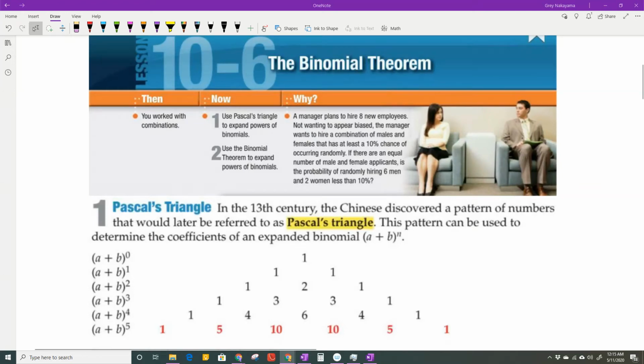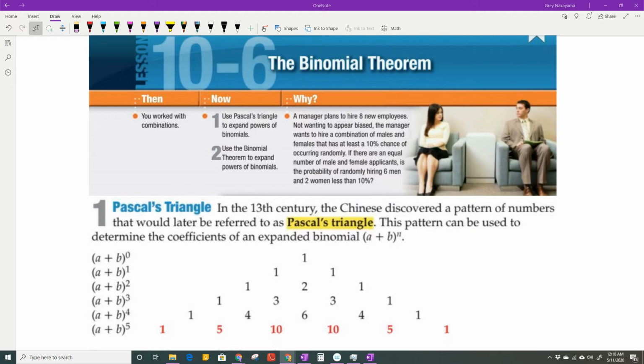Okay, today's lesson is 10-6, the binomial theorem. It's a very short lesson just to make sure you know how to apply it and use it. And it's going to lead us into the next one where we're going to talk about binomial probability.